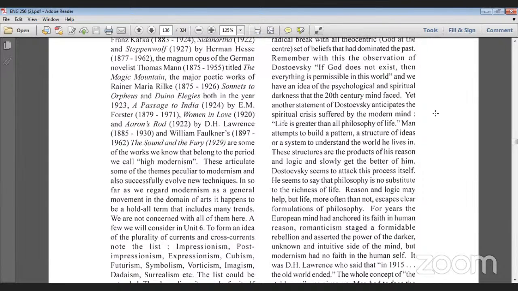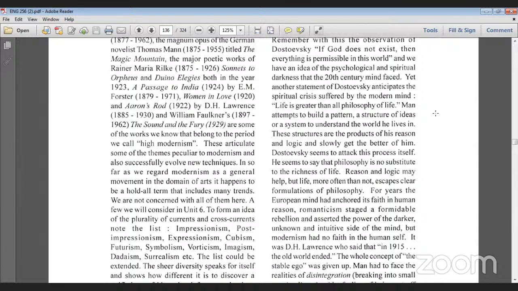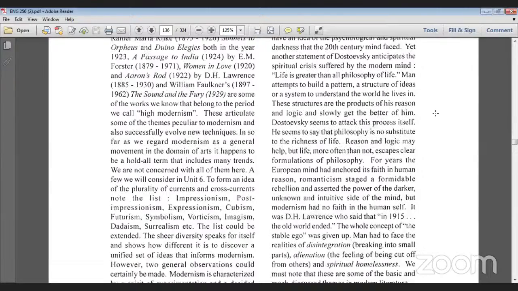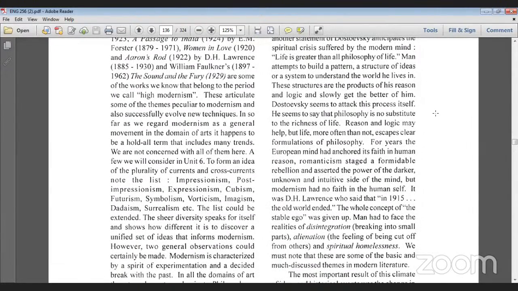More often than not, life escapes a clear formulation of philosophy. For years, the European mind had encroached on its faith in human reason. Romanticism staged a formidable rebellion and asserted the power of the darker unknown and the intuitive side of the mind. But modernism had no faith in the human self.